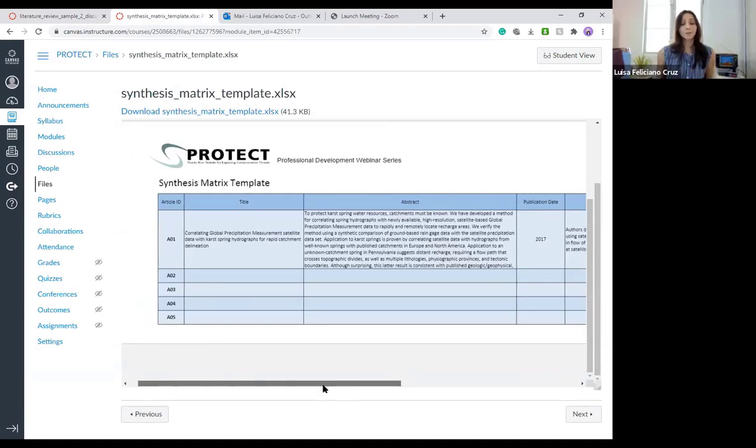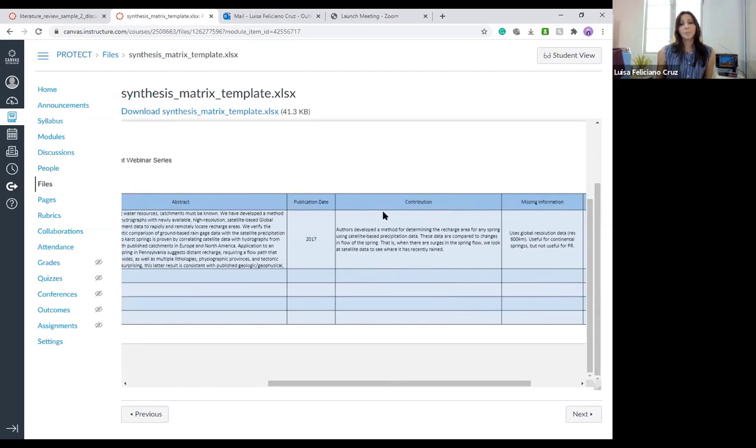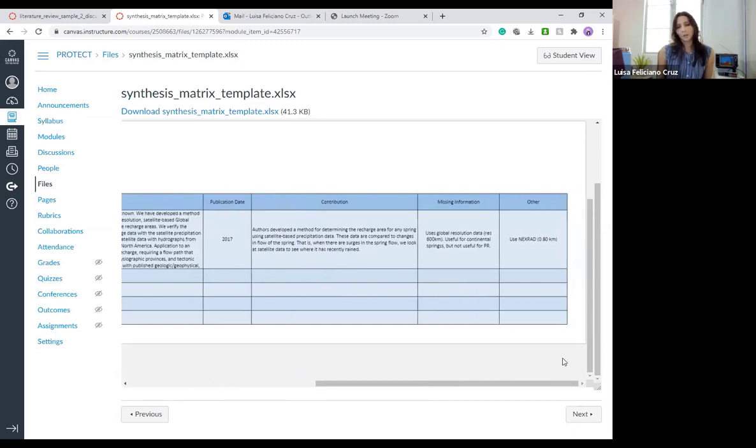So this is a synthesis matrix. It's an Excel file, but I prepared it for this workshop. Usually you have an article ID, so you can organize your sources and give them an identifier. Usually you can write the title, the abstract, the publication date. You can type in any contributions or your annotated bibliography if you made it. And you can, of course, add more columns, like missing information columns, so things that are in dispute, or that are unknown. You would write it here, and then if you want to write other information.